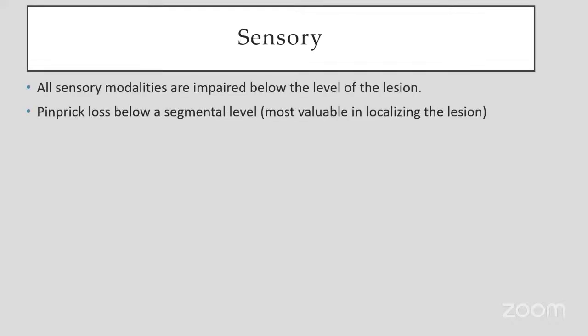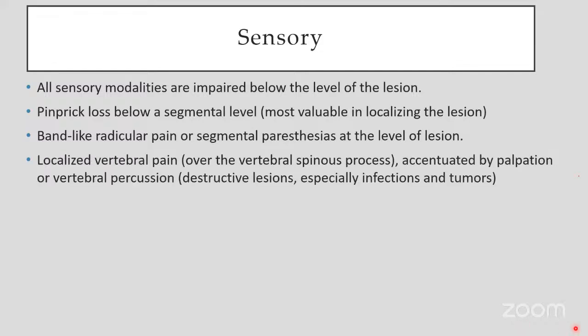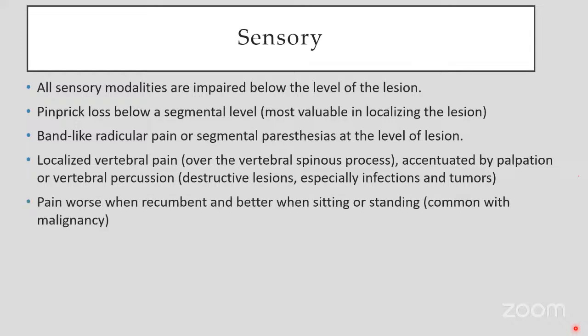All sensory modalities are impaired below the level of lesion. Pain, touch, crude touch, vibration, joint position, and proprioception will all be impaired. A pinprick loss below a segmental level is most valuable for localizing the lesion. Sometimes there might be band-like or radicular pain or segmental paresthesia at the level of lesion. A localized vertebral pain, especially over the vertebral spinous process, or accentuated by palpation and vertebral percussion, favors a destructive lesion, especially infections or tumors. Pain which worsens when recumbent and improves on standing or sitting is common with malignancy.